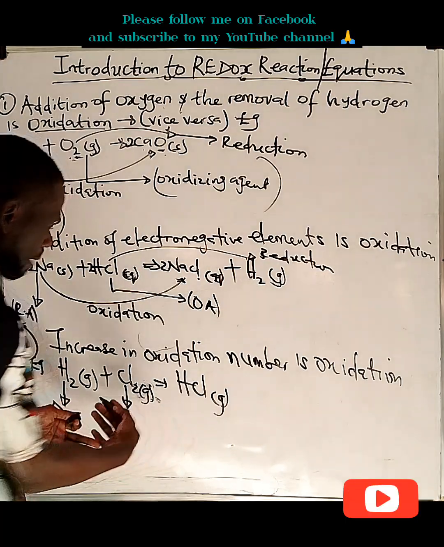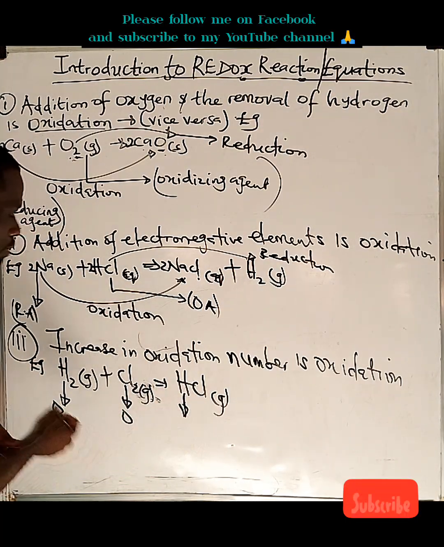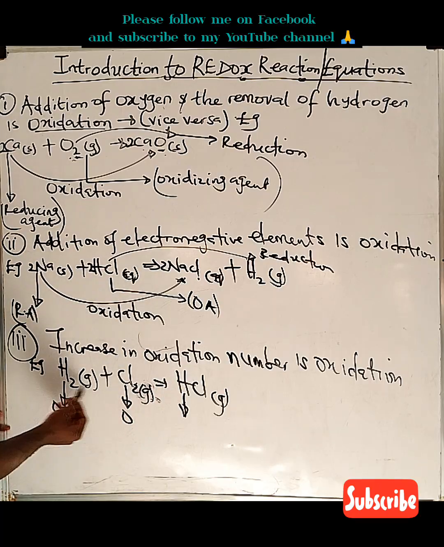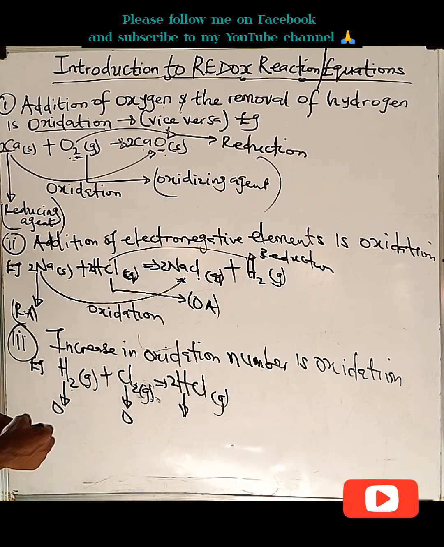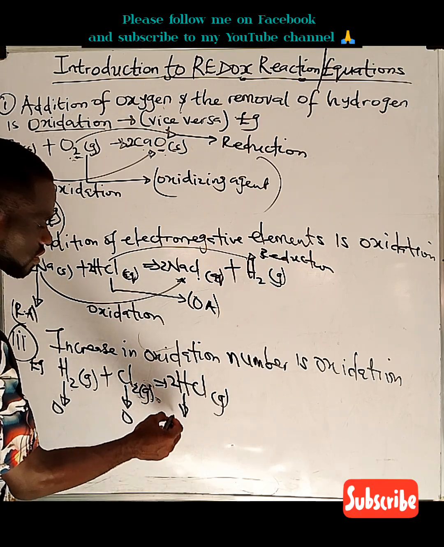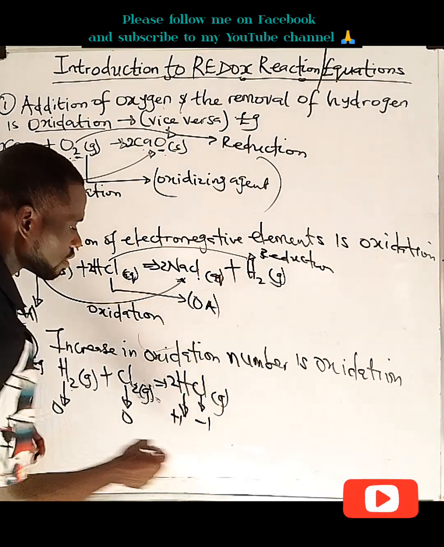So by the time they combine together, we end up with HCl. So what's the oxidation number of hydrogen on the product end? First of all, we have not even balanced this. We add a 2 to this, to make 2 chlorine. So this is balanced already. So let's carry on. Hydrogen here has an oxidation number of +1. Chlorine here has an oxidation number of -1.